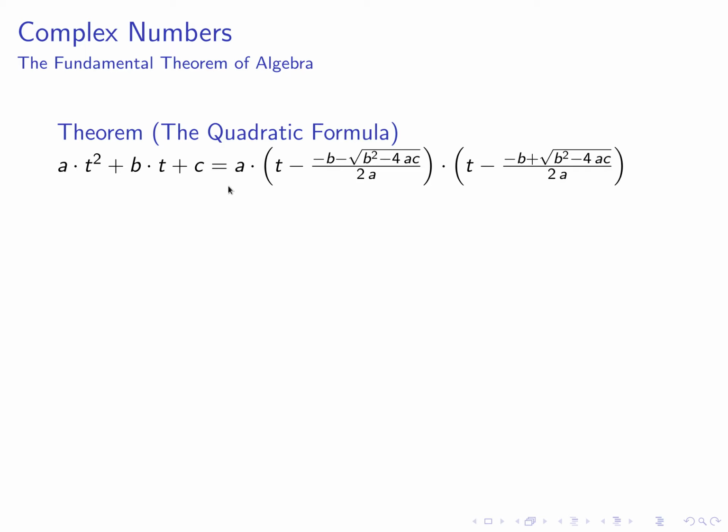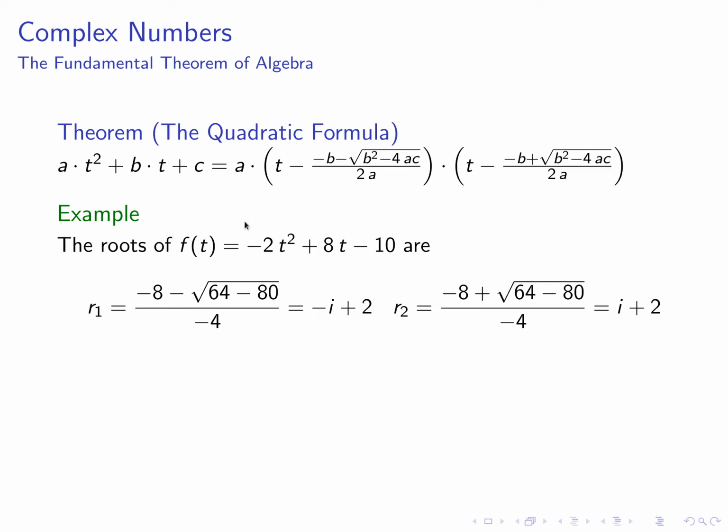So this can be stated as a factorization theorem. If our polynomial is of the form a constant a times t squared plus a constant b times t plus a constant c, we can always factor this polynomial as the leading coefficient a multiplied by the product of t minus each one of its 2 roots. And the 2 roots here are given by negative b, where b is the coefficient of t, plus or minus the square root of b squared minus 4ac, all divided by 2a.